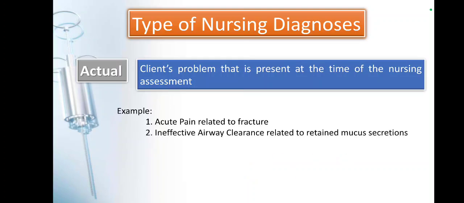Now, actual nursing diagnosis includes the client's problem that is present at the time of the nursing assessment. That is why it is called actual. So it is focused on the present health problem during the nursing interaction. This includes acute pain related to fracture or ineffective airway clearance related to retained secretion. So any actual problem of the patient includes your actual nursing diagnosis.